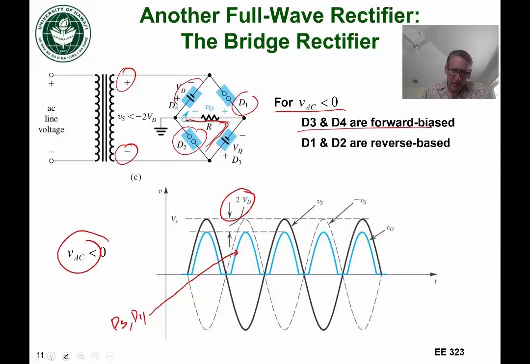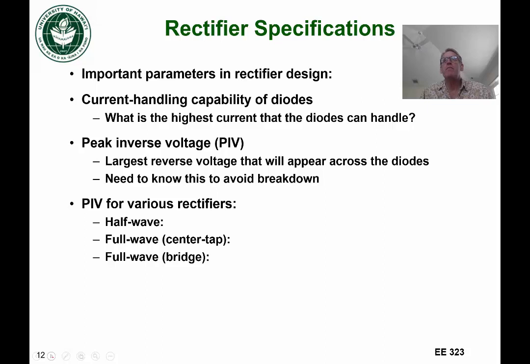Okay, so what are some key rectifier specifications that we should be aware of? There are some. One is the current handling capabilities of your diodes. In other words, how much current can you pass through? What's the highest current that they can handle? And that's going to impact what kind of load you can connect to this.